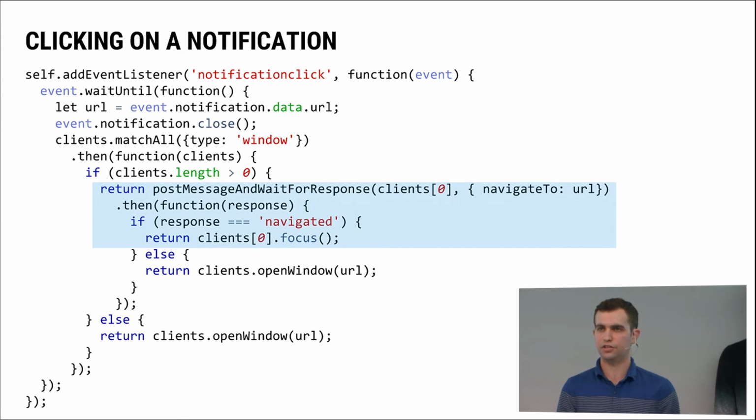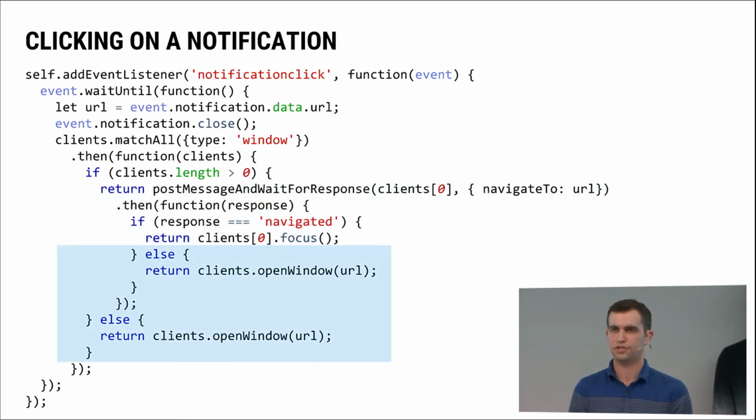So let's say you have no clients, or the client rejected the navigation. Then you can just call clients.openWindow with the URL, and it'll open the URL that you tell it to. It'll focus on that client, and you're good to go as well.